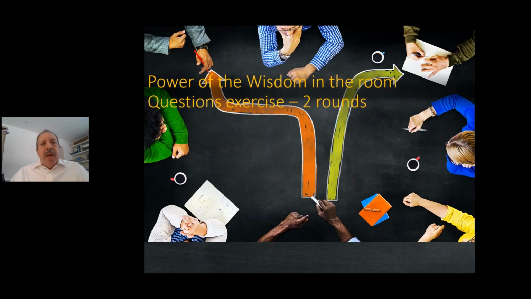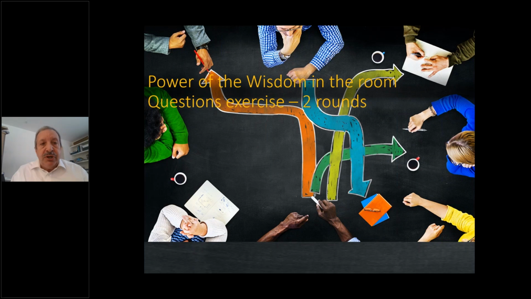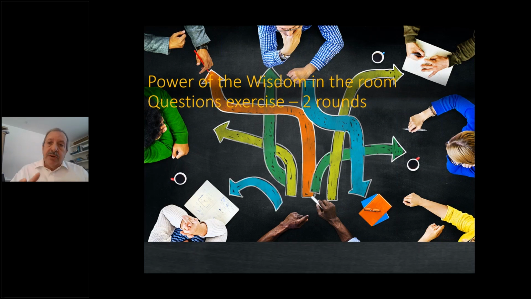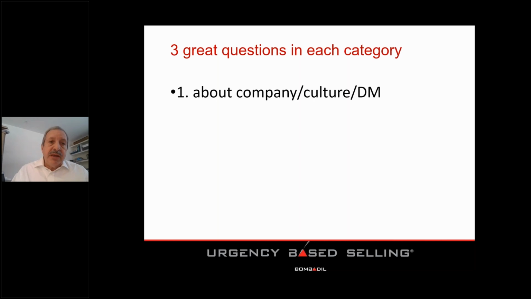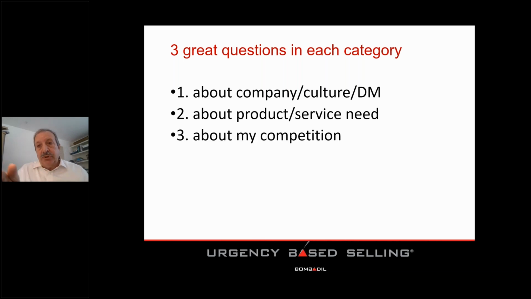You might want to do a power of the wisdom of the room exercise in your firm. It's a 2-round exercise where the entire team submits best questions that are appropriate to your space. You might ask each team member to submit 3 questions. First, to discover about the company, the culture, or the decision maker, then about the product service need, and finally about our competition, my competition. The third one doesn't work in all cases. It might not be appropriate.